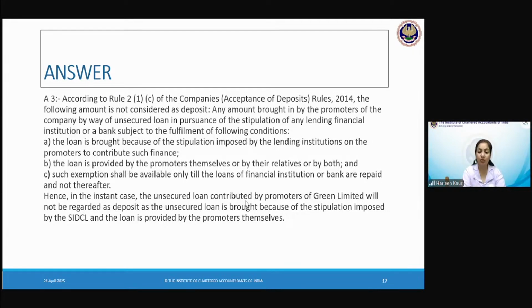First, you will write the provisions. Here, the unsecured loan given by the promoter will not be regarded as a deposit because it is an unsecured loan and it is being given by the promoter himself. Had it been given by his relative, then also it will not be a deposit, right? Provided the loan is not repaid. Very good. So you have to mention this thing that till the time it is not repaid, it will not be considered as deposit.